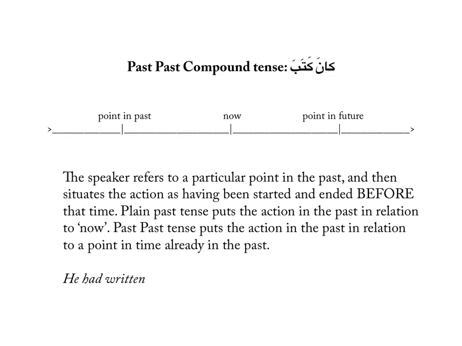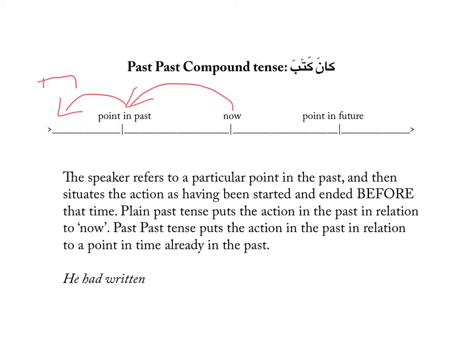The past compound tense has a past for the kana and a past for the verb. So kana kataba. We translate this as "he had written." What it basically does is specify a time in the past, and from the point of view of that time, the action of the verb happened earlier than that. And so it's doubly past.